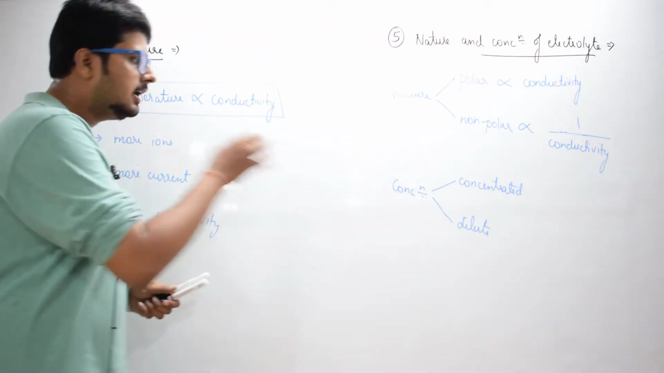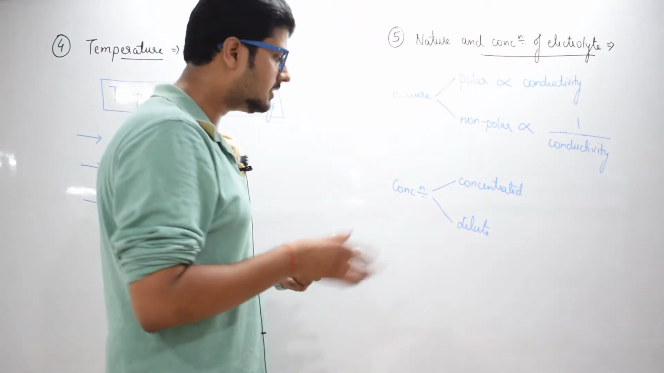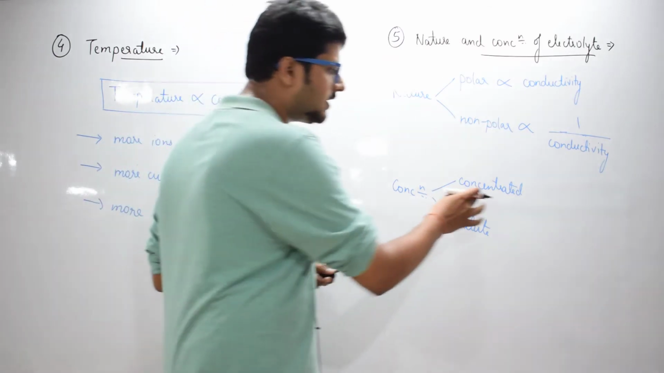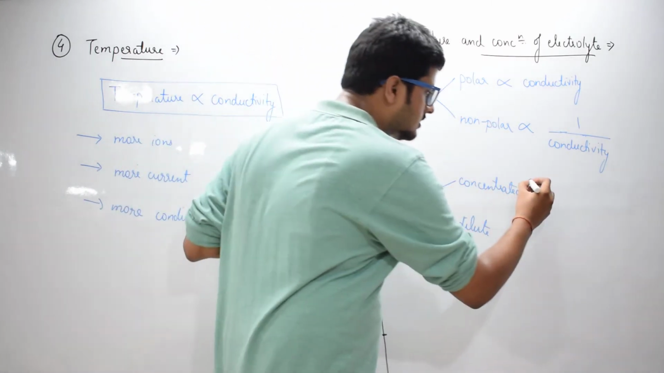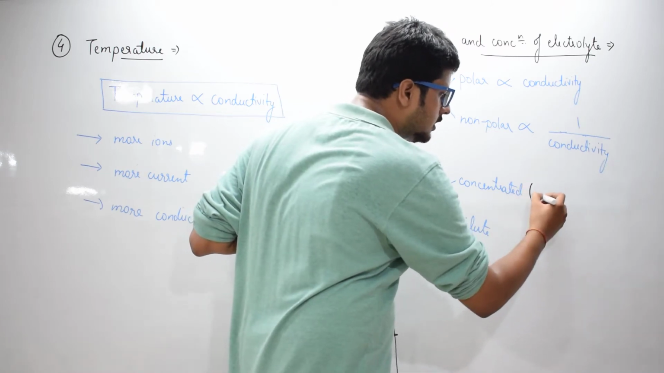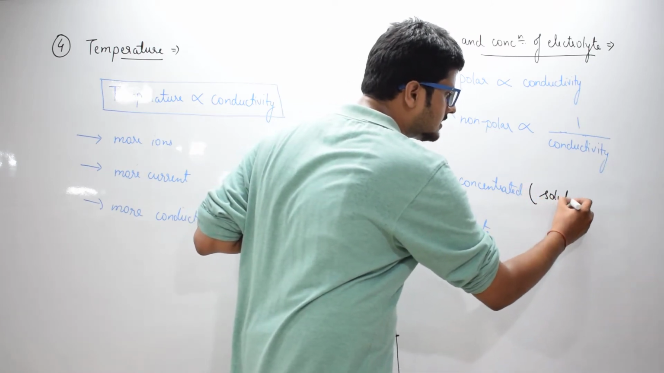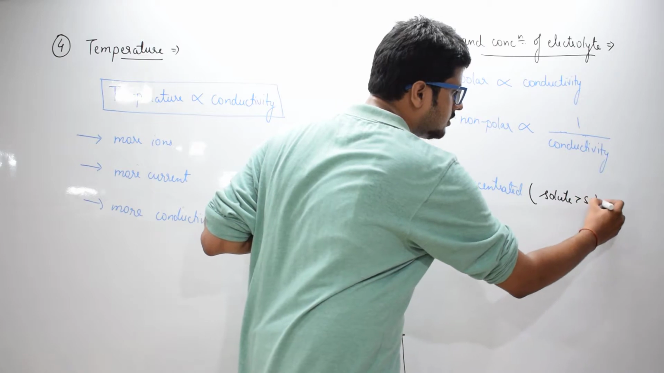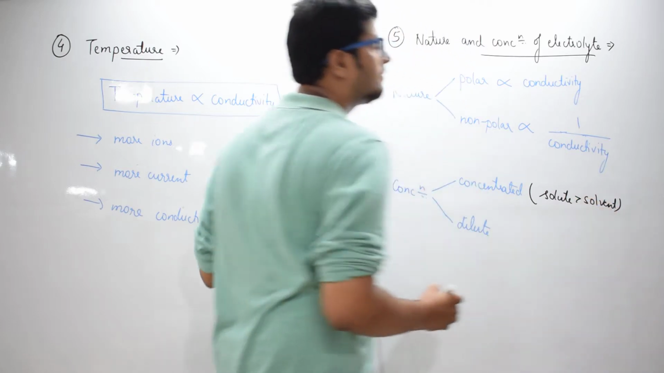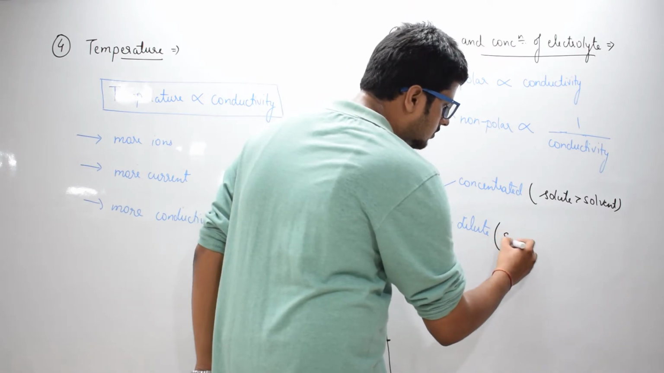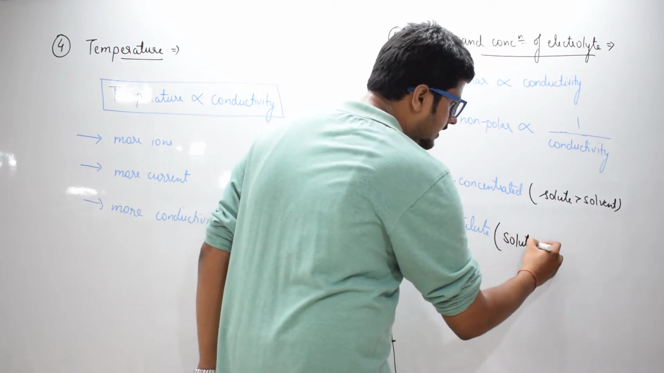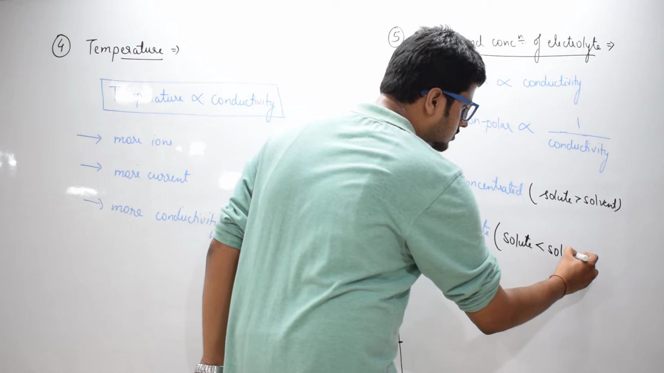Now, related to concentration, we can say that the solution can either be concentrated or it can be dilute. Concentrated can be explained as when the amount of solute is greater than solvent. So, it is known as concentrated, and when the amount of solute is less than solvent, then it is known as dilute.